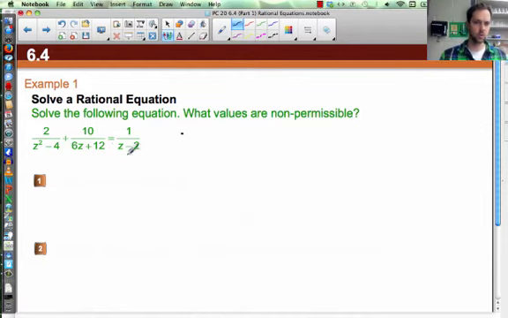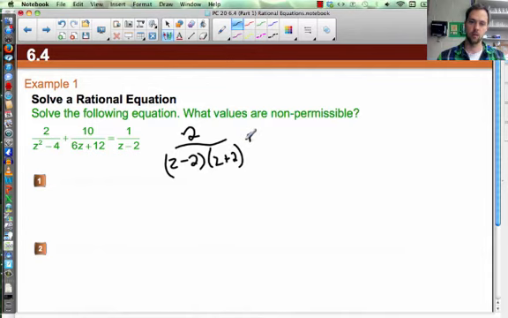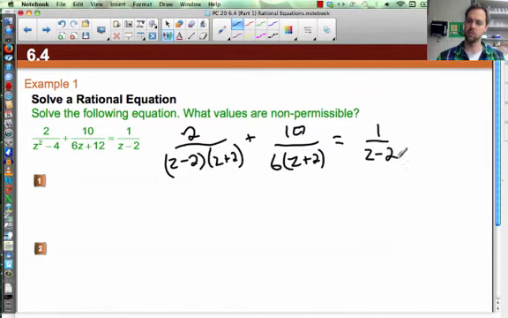So this one we're going to try to solve here. And my recommendation is multiply everything by the denominator with sort of the most in it. So 2 over z squared minus 4. Now z squared minus 4 is a difference of squares. Z minus 2 times z plus 2. And to that we're adding 10 over 6 times z plus 2. And that equals 1 over z minus 2.